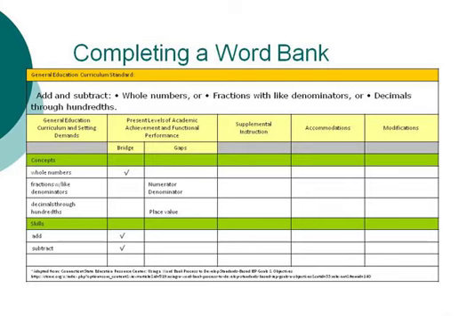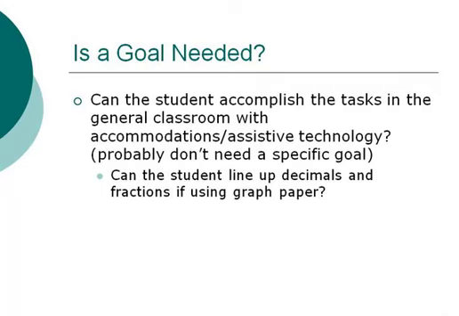We know from the present levels that Luke can add and subtract and has been working well with whole numbers, so we mark those as bridges. He does not have a good understanding of numerators and denominators or place value, so we mark those as gaps. After we have completed that step, we want to consider if he really needs a goal in this area, or if with supports and accommodations he can complete this independently in the classroom.